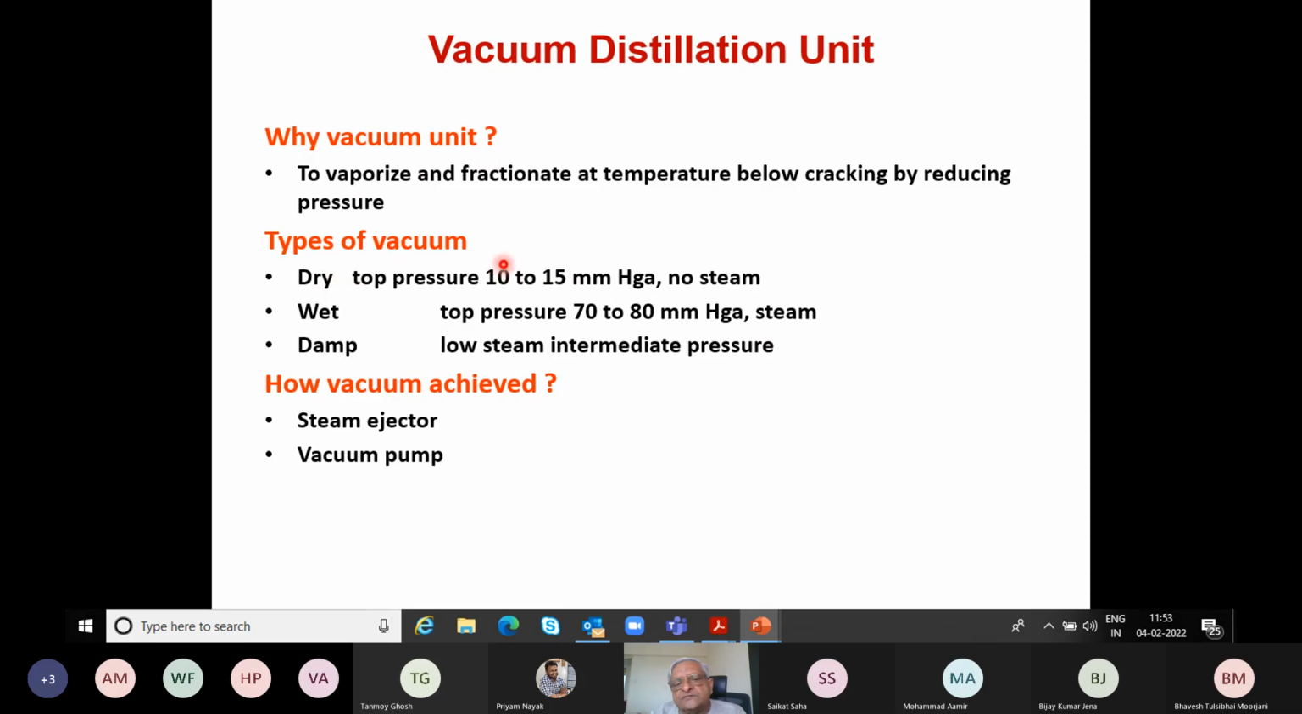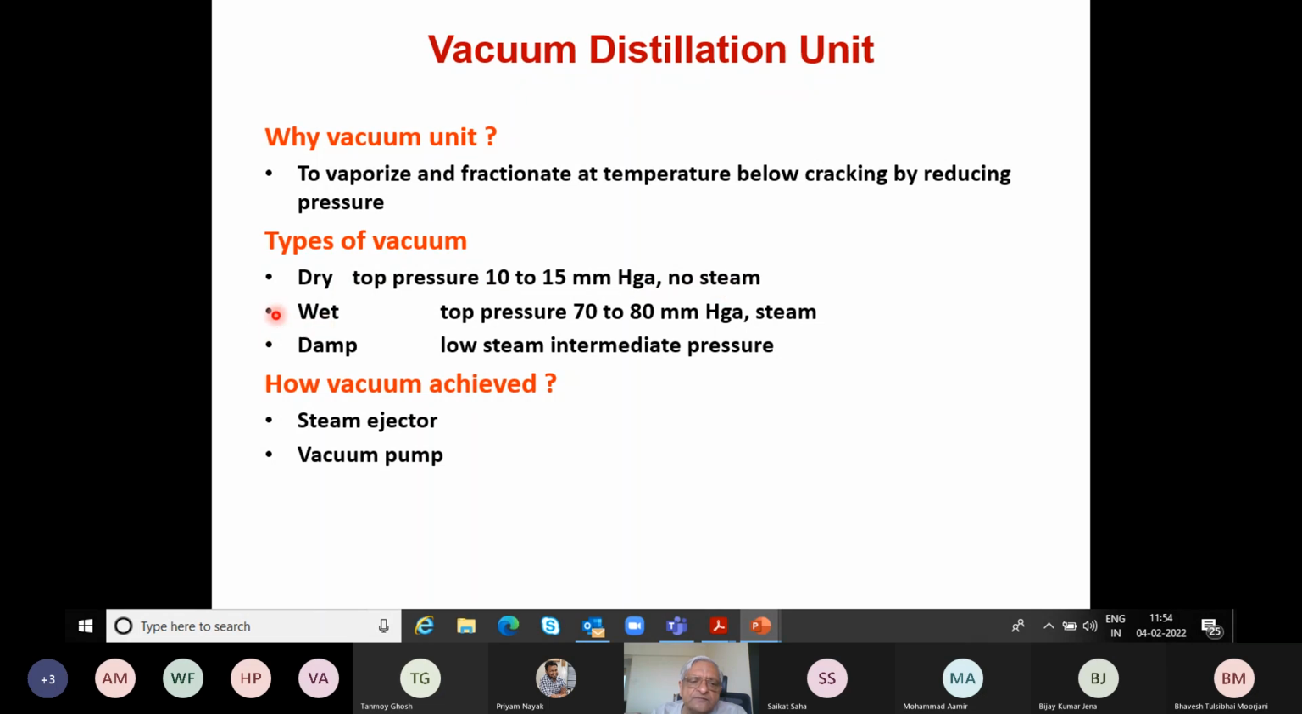Actually, we have three types of vacuum distillation units in the industry. One is completely dry vacuum. In other words, there is no steam put at the bottom of the column. So this is just 10 to 15 millimeter mercury, and this is absolute. So you can see that it is very deep vacuum. Atmospheric pressure is 760 millimeter mercury. 760 minus 10, so 750 millimeter mercury vacuum is created. So it's a pretty high vacuum. So one type is just dry vacuum, no steam. I'll explain that later.